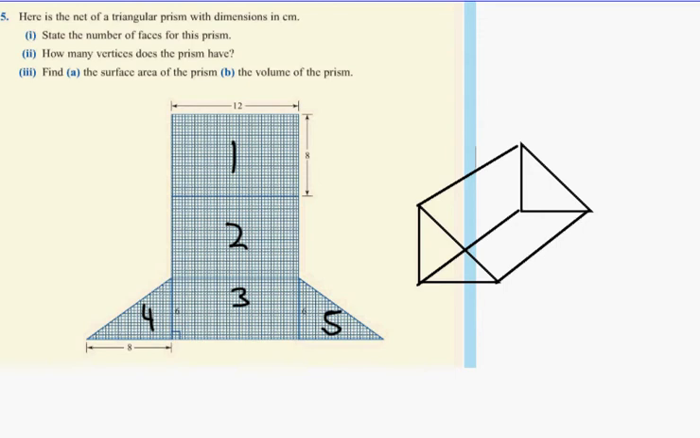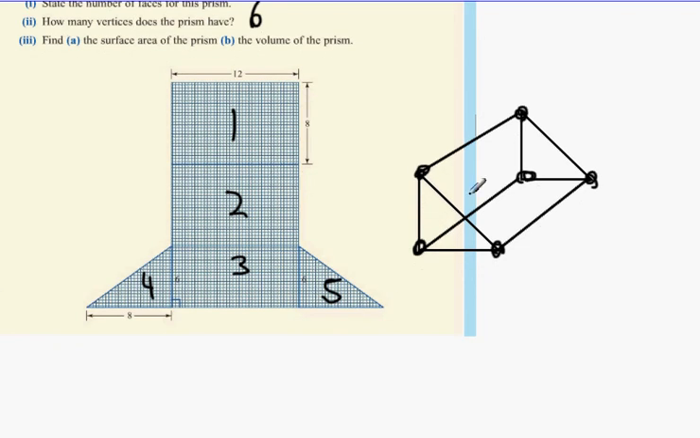So, the two sides, how many vertices does the prism have? It's how many corners? 1, 2, 3, 4, 5 and 6. 6 vertices. Okay. Find A, the surface area of the prism, and B, the volume of the prism.